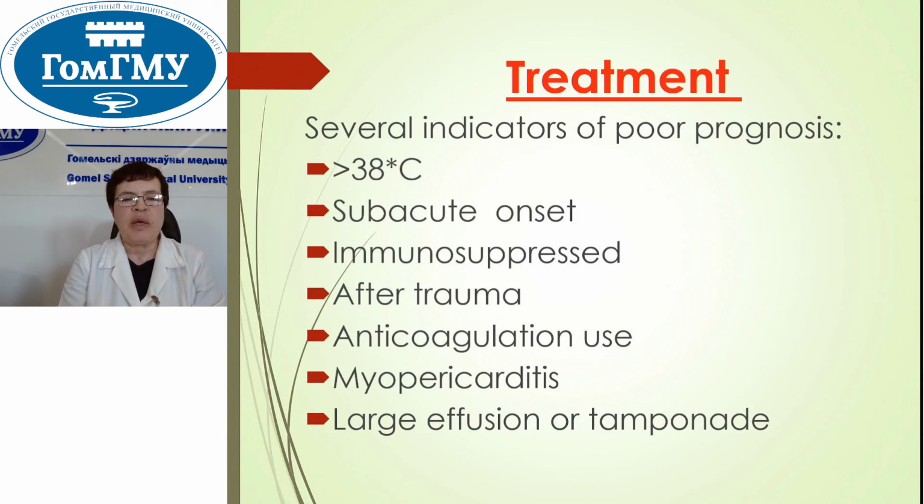Treatment of pericarditis. Several indicators of poor prognosis of pericarditis: if the fever is more than 38 degrees Celsius in the first place, then subacute onset, immunosuppressed, after trauma, anticoagulation use, myopericarditis, and large effusion or tamponade. All of them are indicators of poor prognosis.